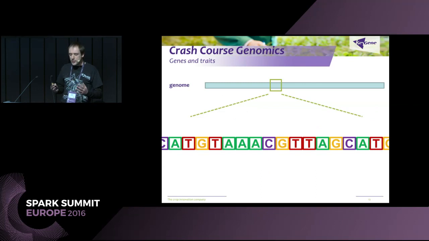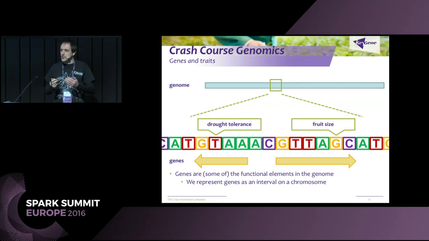So if we now look at a genome, and I zoom in a little bit, you see a little piece of sequence there. This large bar at the top represents one of the chromosomes in the genome, and this is just a small fraction of it. Now, this genome is not only these letters, because these letters actually have meaning. The meaning in the genome is what we call the genes. And the genes are just intervals on the genome that have a specific meaning or function related to them. So for example, you could have a gene here that is relevant for drought tolerance, and you could have a gene here that is relevant for fruit size. And we basically represent these genes as intervals on the genome in a very simplistic view.